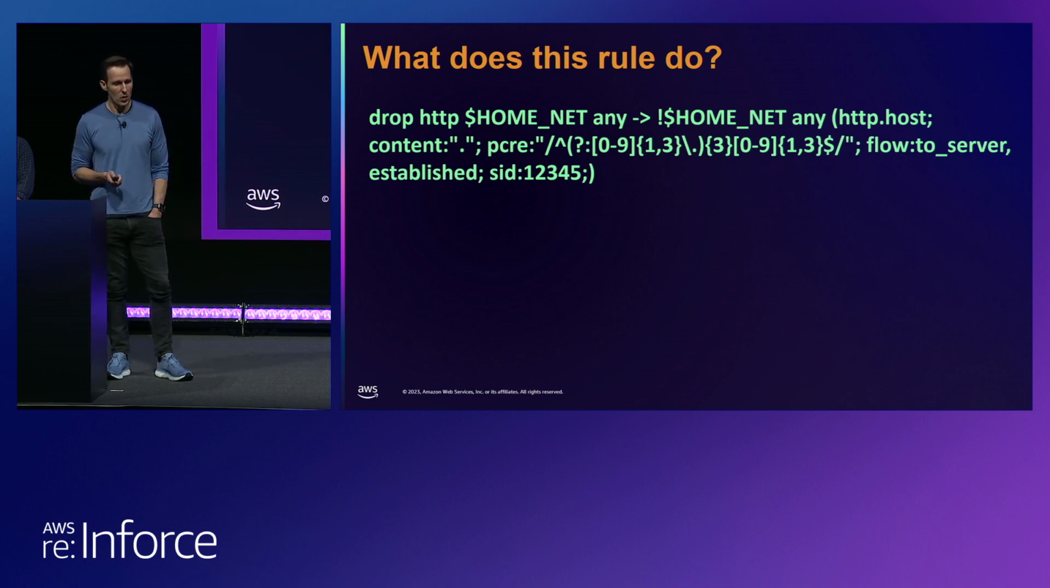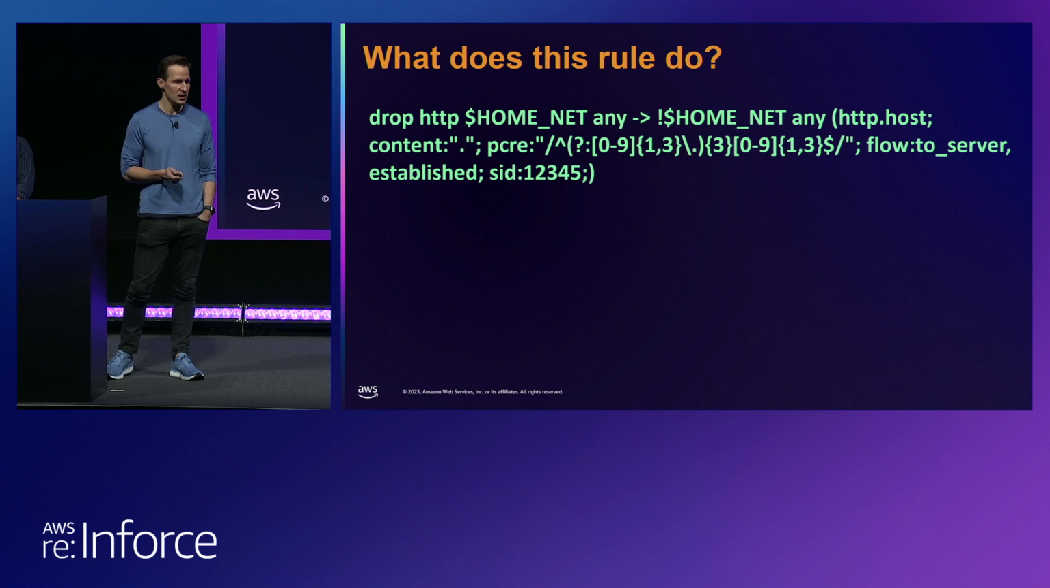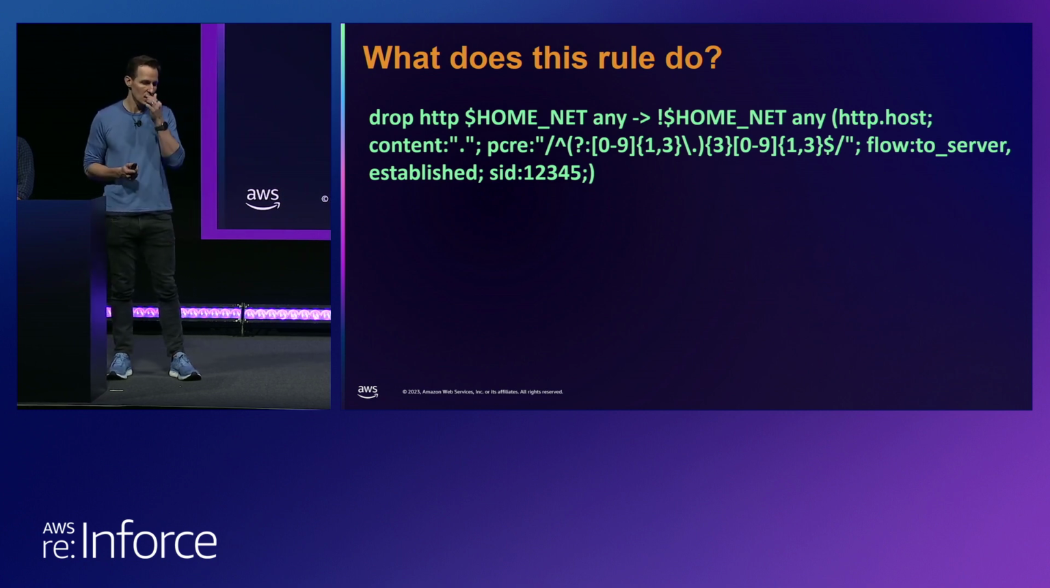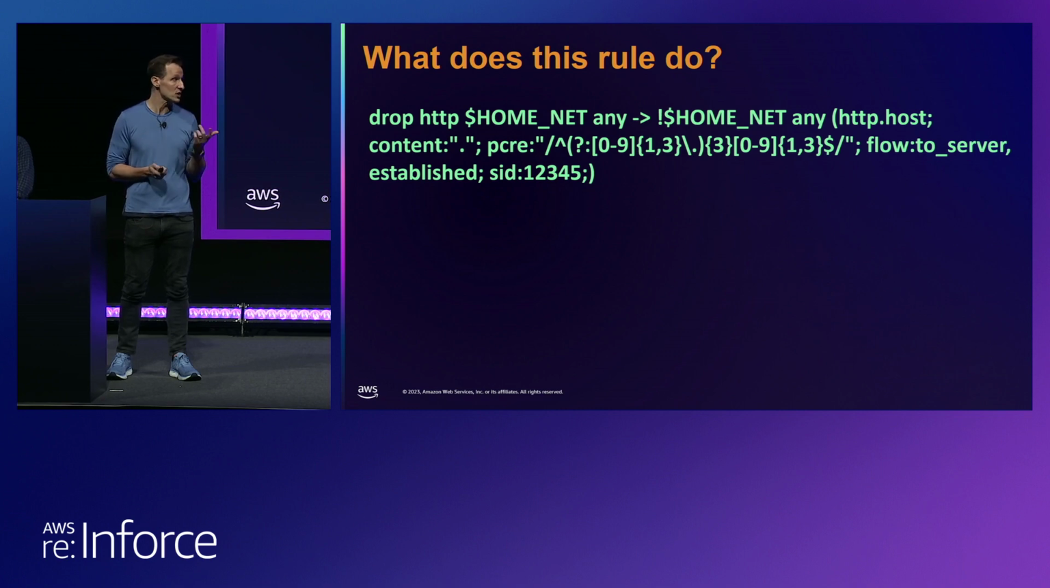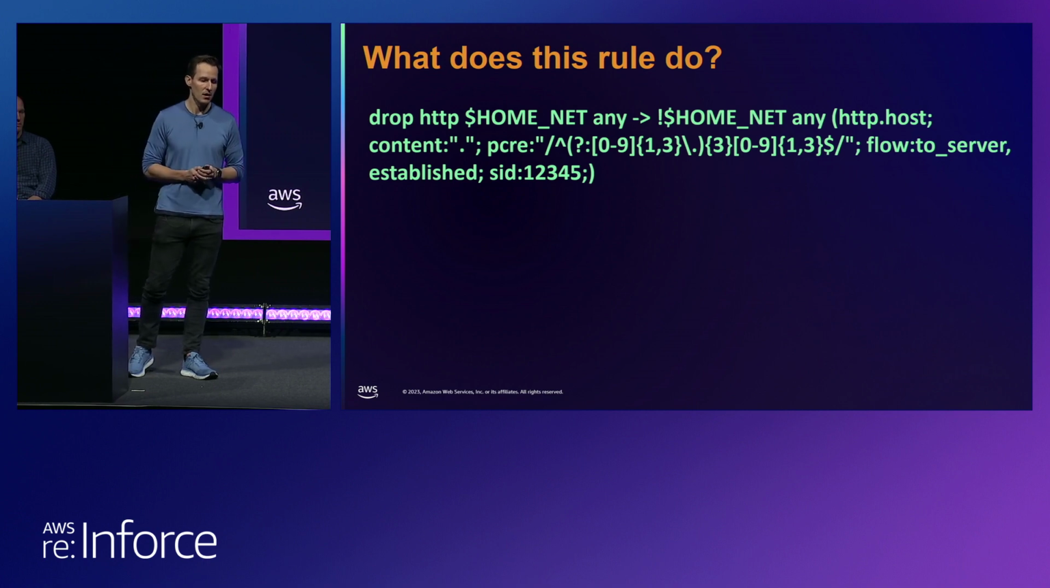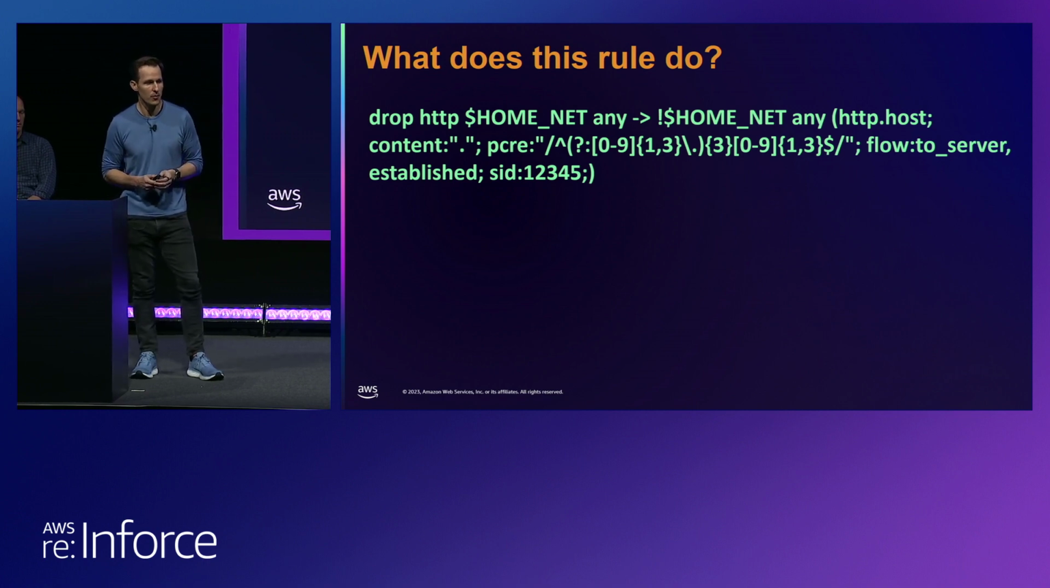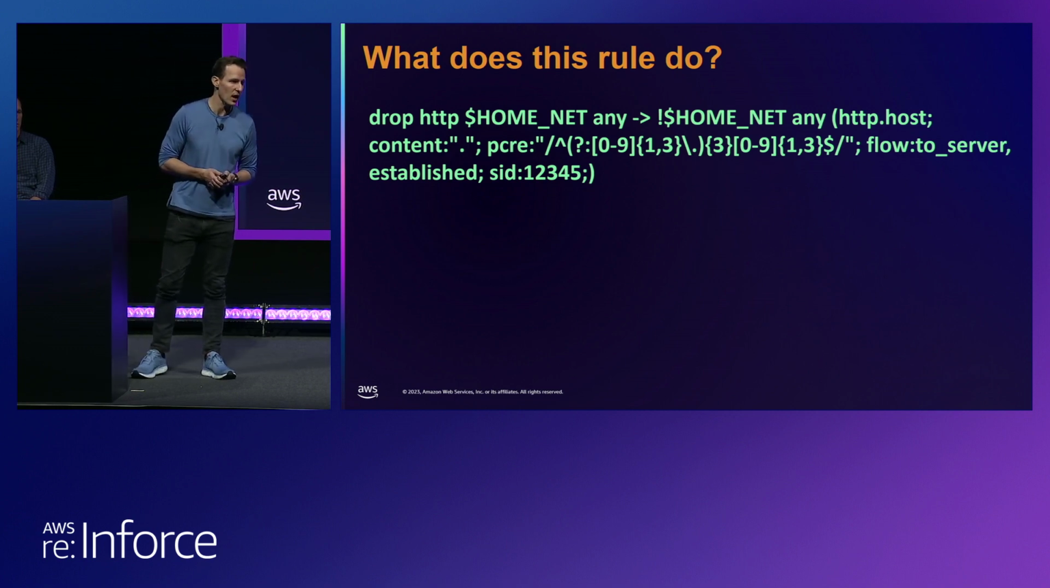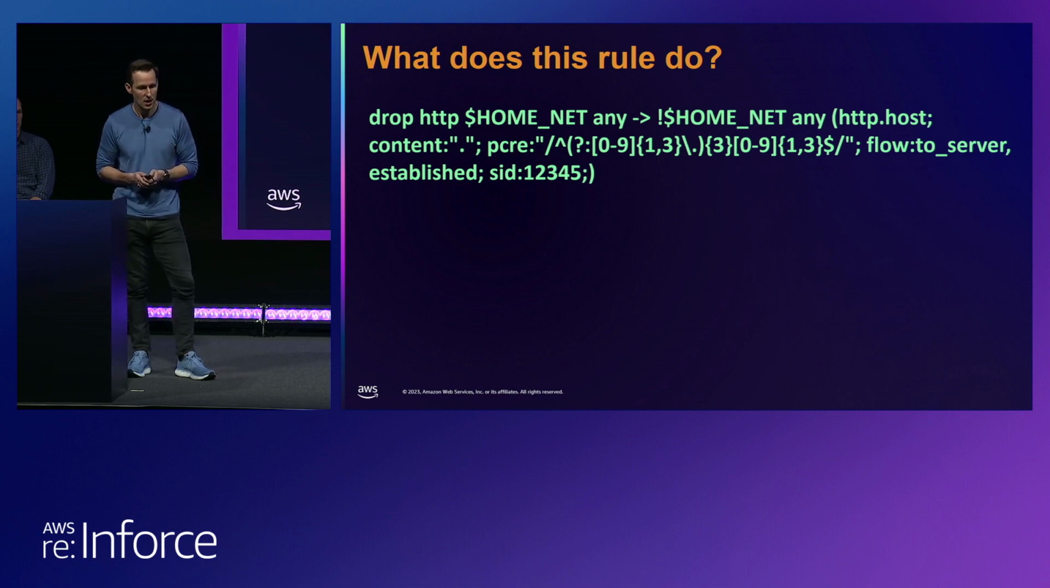And so the way we're doing that is we're using the content keyword. Content allows me to do very simple matching. You can see within that content field, there's just a period. So we're matching any content within the HTTP host header that has a period. And then furthermore, we're doing a Perl regular expression after that. And the regex is just simply looking for signs of a full-on IP address in that space where we would expect there to be a fully qualified domain name.